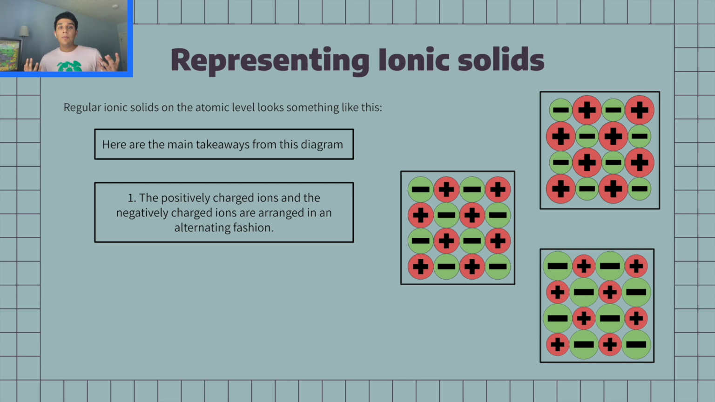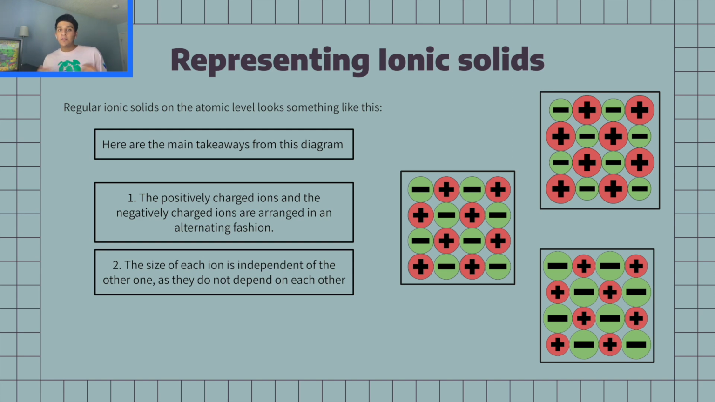So you always want to make sure that the positively charged ions and the negatively charged ions are right next to each other, and they keep alternating. Now this is something you see commonly throughout all 3 diagrams, and it is also something that is mimicked by actual ionic solids on a molecular level.